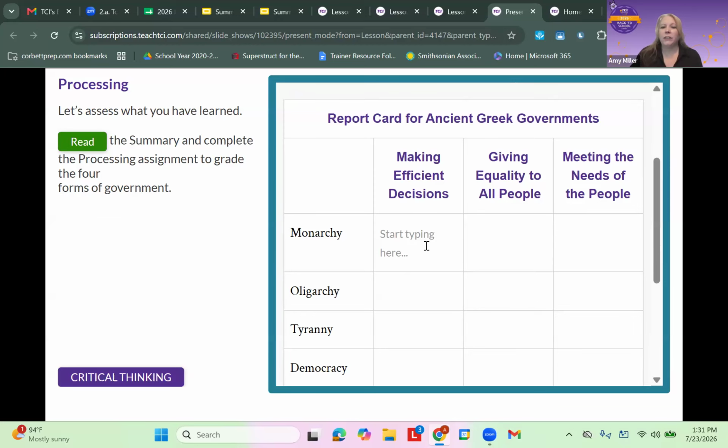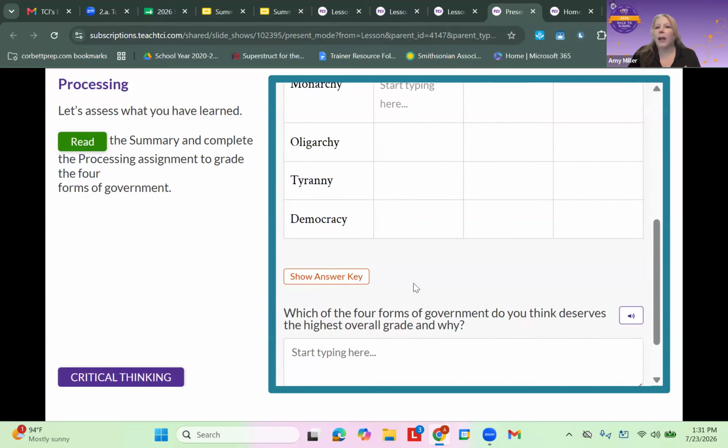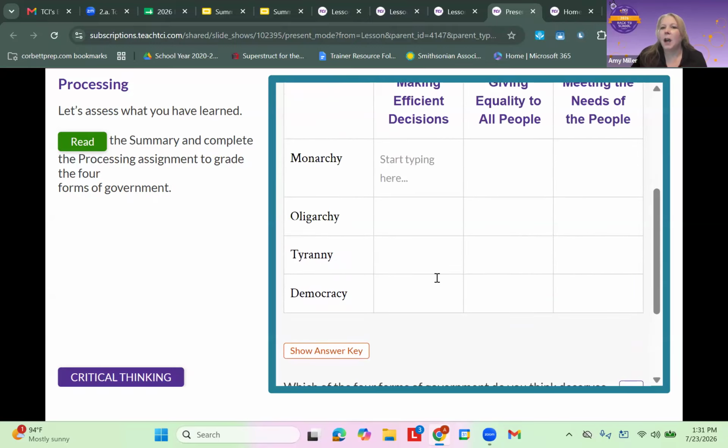And when they start to look at these forms of government in isolation of each other and not compared to a democracy, perhaps, then they really start identifying why a democracy is important to us, not just because we have a democracy in our country, but because of giving equality to all people and being more apt to meet the needs of the people.